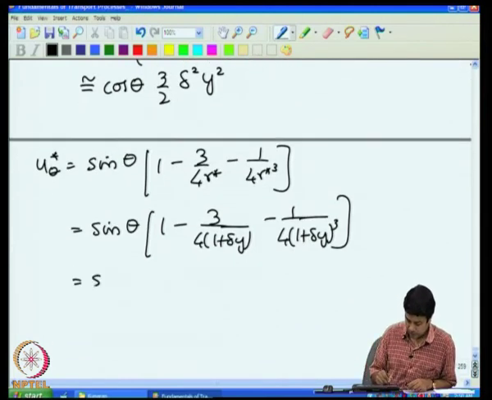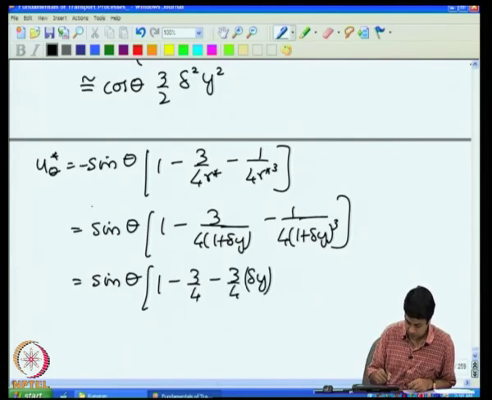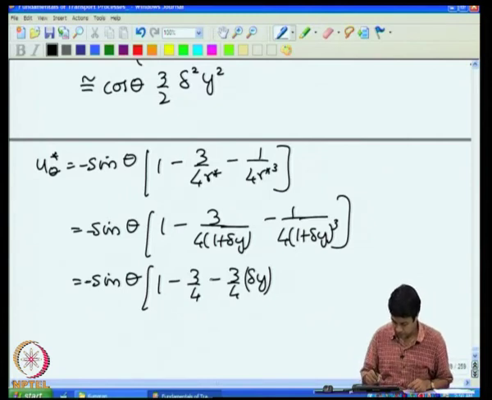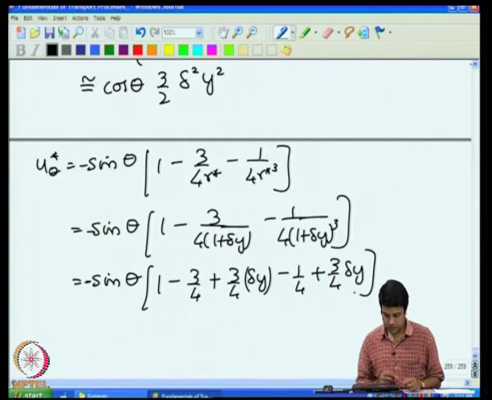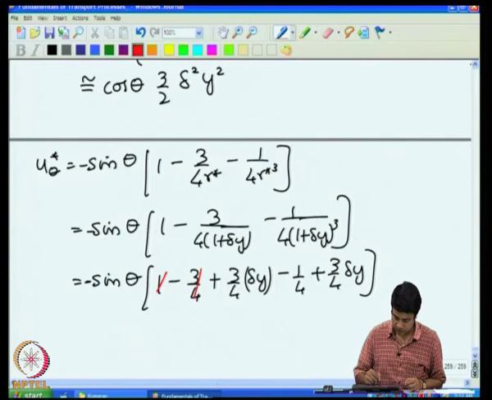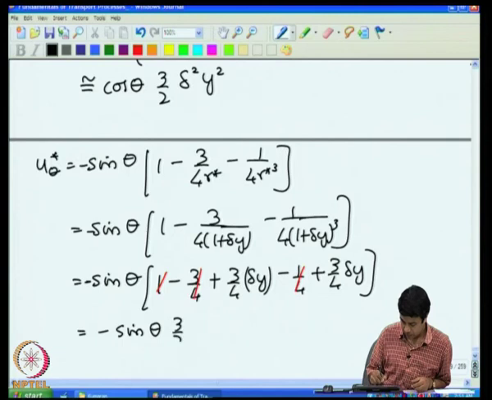And if I use a binomial series, I will get 1 minus 3 by 4 minus 3 by 4, minus something, plus 3 by 4 delta y, minus 1 by 4 plus 3 by 4 delta y. In this case, the terms that are order 1 actually cancel out, 1 minus 3 by 4 minus 1 by 4. And what I end up with is equal to minus sin theta into 3 by 2 delta y.